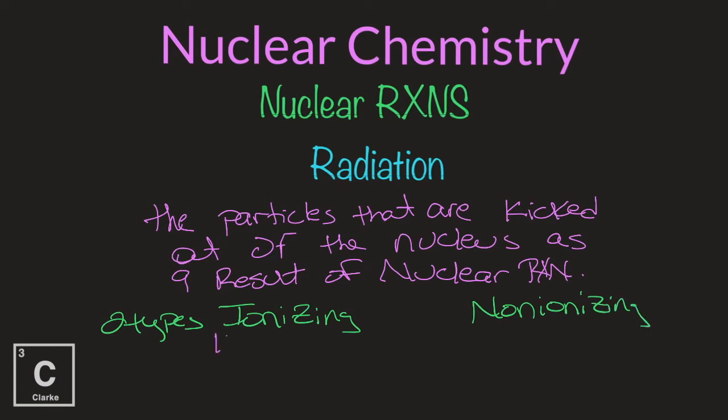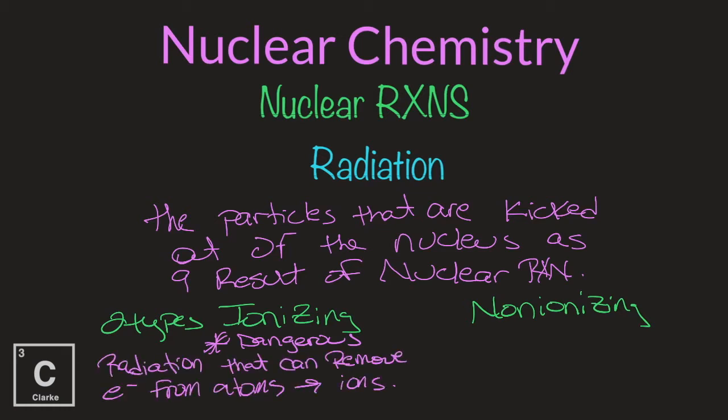Ionizing, that's the worst. This is the most dangerous. The reason ionizing is so dangerous is because ionizing radiation is radiation that can kick electrons out of atoms, forming ions. It's very dangerous because this type of radiation can remove electrons from atoms to form ions. That means we're changing molecules. Ionizing radiation can change your molecules. When you think about radiation causing cancer, that's ionizing radiation.